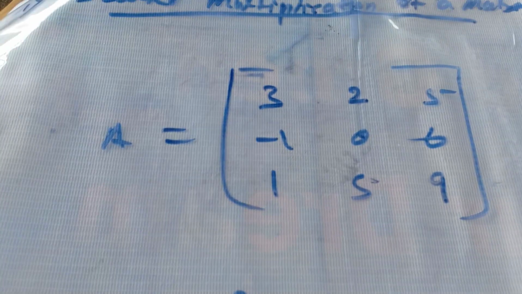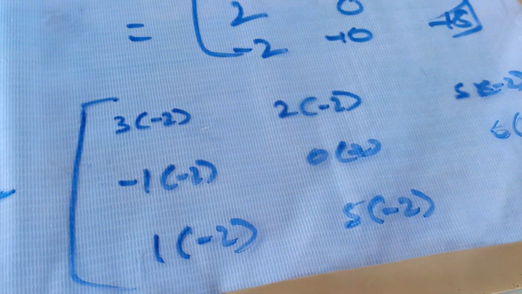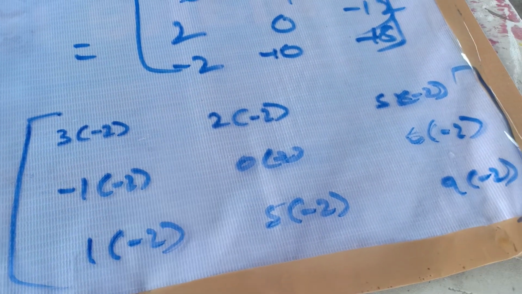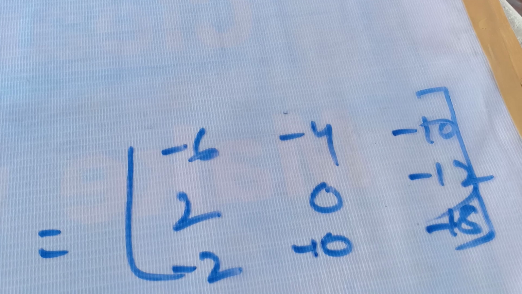Once again I am coming back to the start. This is the matrix. We multiplied with the scalar and represent it like this, and finally you may skip any one of the two steps. It is just my duty to explain. So finally you will reach this result. This is called scalar multiplication of a matrix.